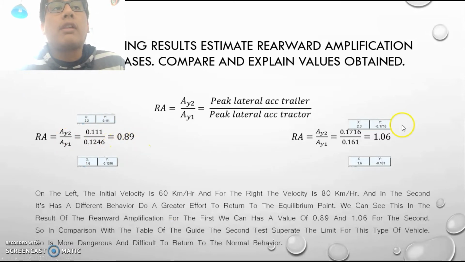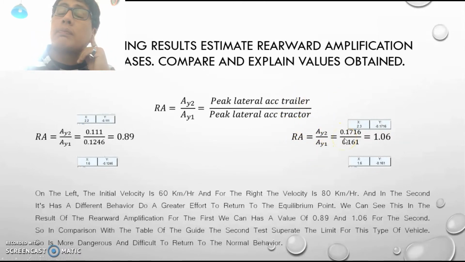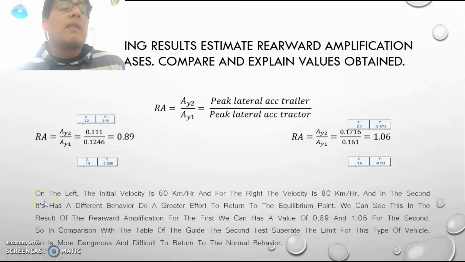0.89. For the second simulation, we have the rearward amplification. We have a value of peak lateral acceleration trailer 0.1716, and for the peak lateral acceleration tractor, we have a value of 0.161, and the final result is 1.06.